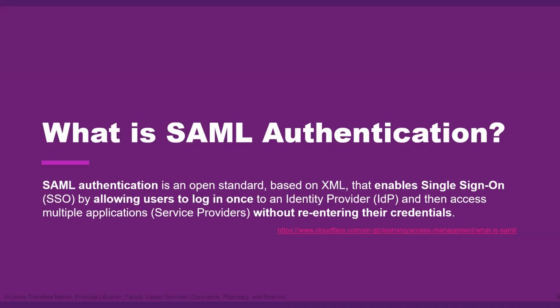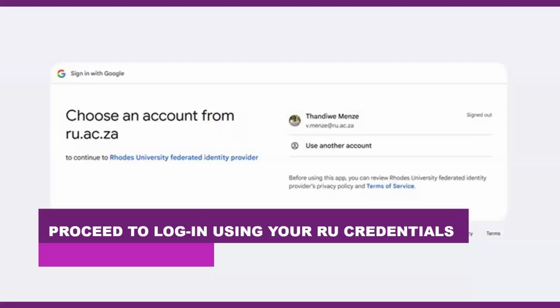Briefly, this is an explanation of what SAML authentication is. SAML authentication is an open standard based on XML that enables single sign-on by allowing users to log in once to an identity provider and then access multiple applications without re-entering their credentials. As I repeat, the credentials you will be using are your RU credentials, the ones that you use when accessing your email address, as well as when signing into your RU connected profile.